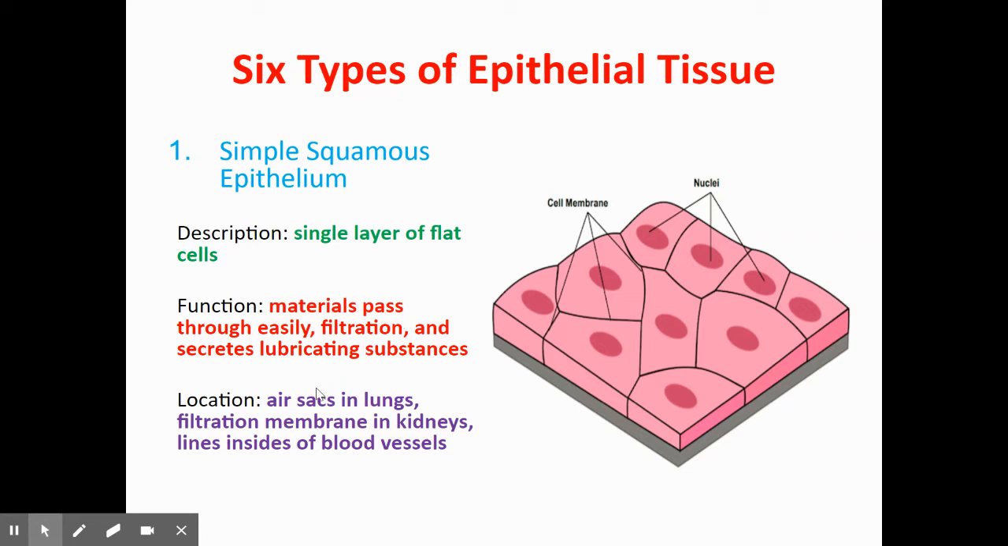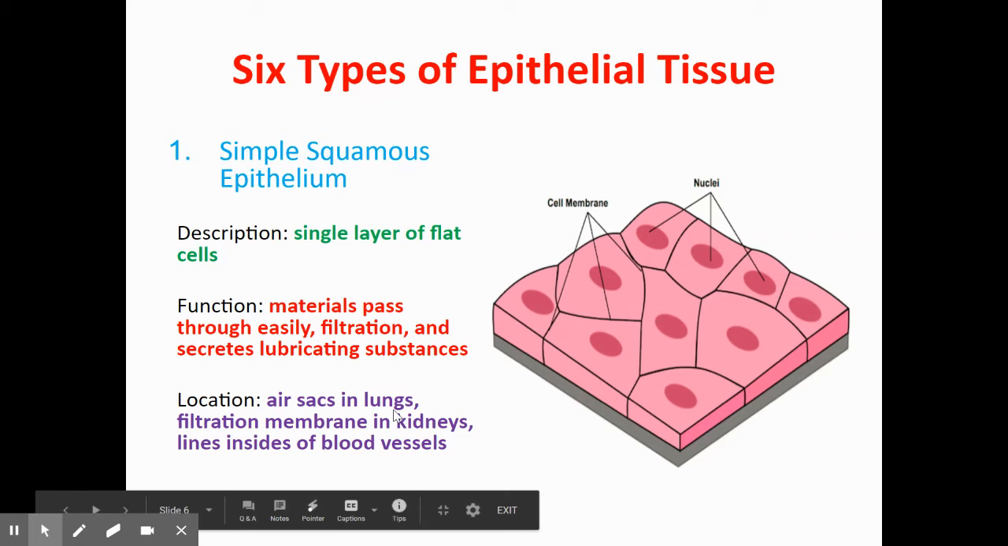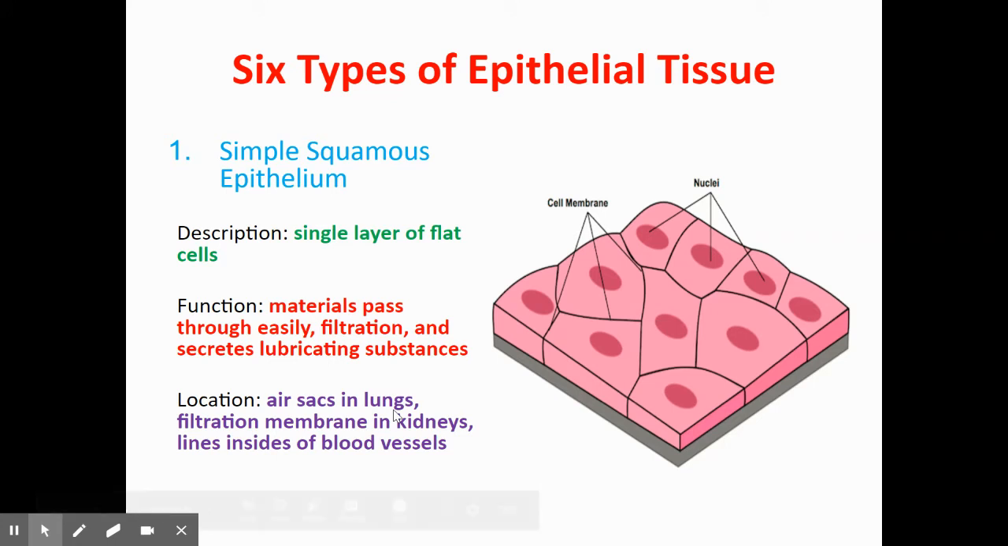Another one, the air sacs in your lungs. This is where, when you breathe in, oxygen has to go across the cells to go into your bloodstream. And so the air sacs in your lungs are very thin in order to allow oxygen to pass through.